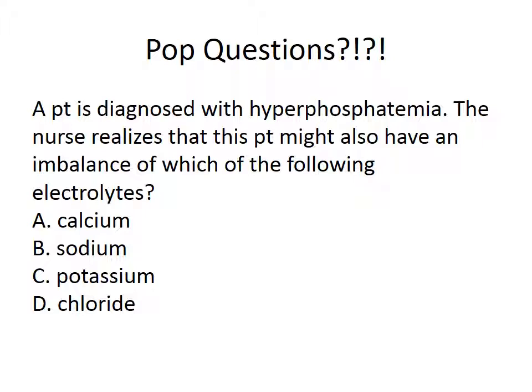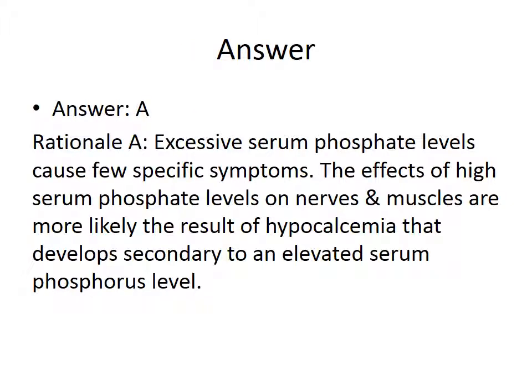A patient is diagnosed with elevated phosphorus. The nurse realizes that this patient might also have an imbalance of which of the following other electrolytes? Excessive serum phosphate levels cause few specific symptoms. However, the effects of high serum phosphate levels on nerves and muscles are more likely the result of hypocalcemia that ensues, which develops secondary to an elevated serum phosphorus level.